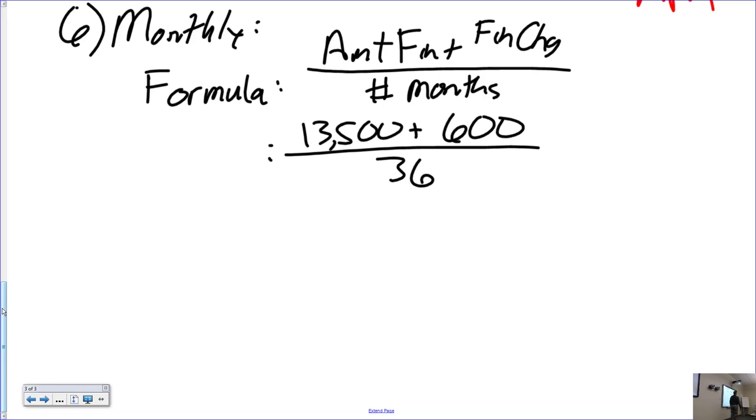Did I do that right? Got 391.68. 13,500 plus 600 divided by 36, right? You need to do this in parentheses. 391.67. So in theory, we'll be paying this guy just a hair short of $400 a month to own this tractor officially in 3 years, okay? And that's a reasonable kind of agreement to have, to exist.